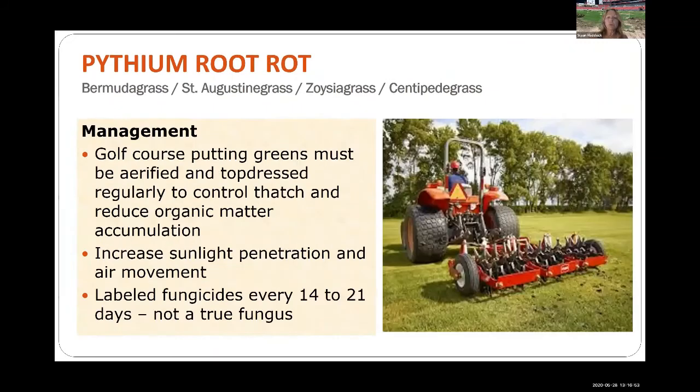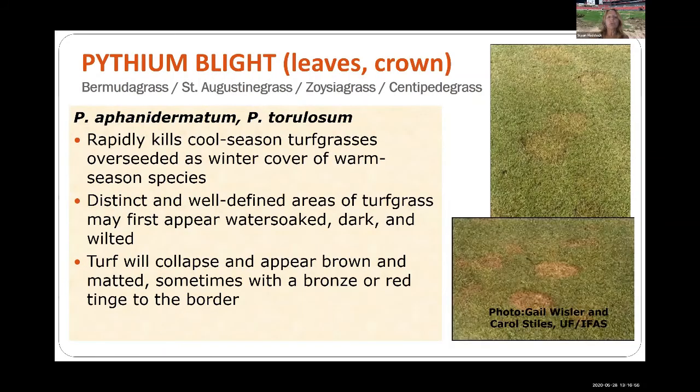Now, we said that was Pythium root rot. There is also a Pythium blight, and that rapidly kills cool season turf grasses that have been used to overseed warm season species in the winter. So ryegrass and different species that are used to overseed our warm season in the winter to keep that cover and green color. You'll get these distinct, well-defined areas that may appear water-soaked, dark, and wilted, and the turf will collapse and appear brown and matted, sometimes with a bronze or reddish tinge to the border. These are kind of those collapsed areas where the disease process is going on.